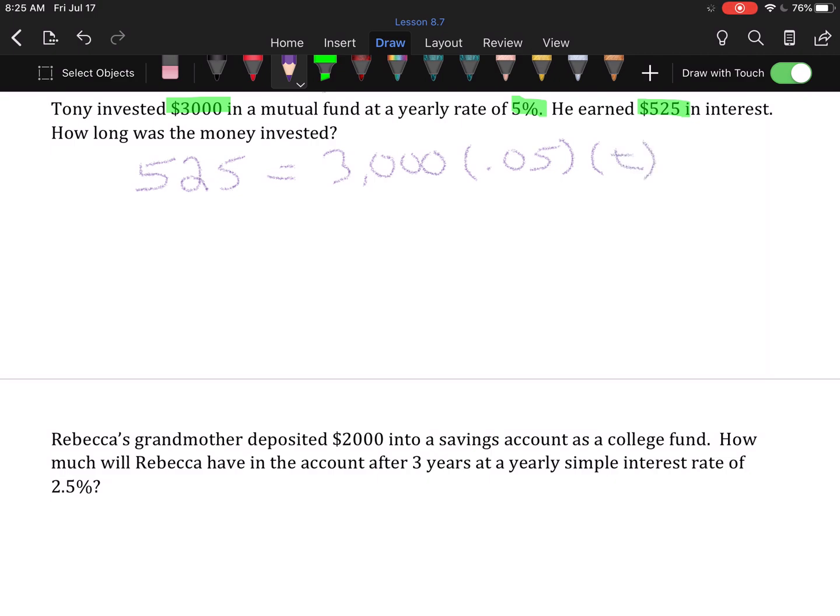That's okay. We need to take the 3,000 times 0.05 that we see on the right side of this equation. So 525 is going to be left alone. When I multiply those two numbers, I get 150. So when simplified, I now have 150t. We will divide both sides by 150. And we will get 3.5 years for the length of time.